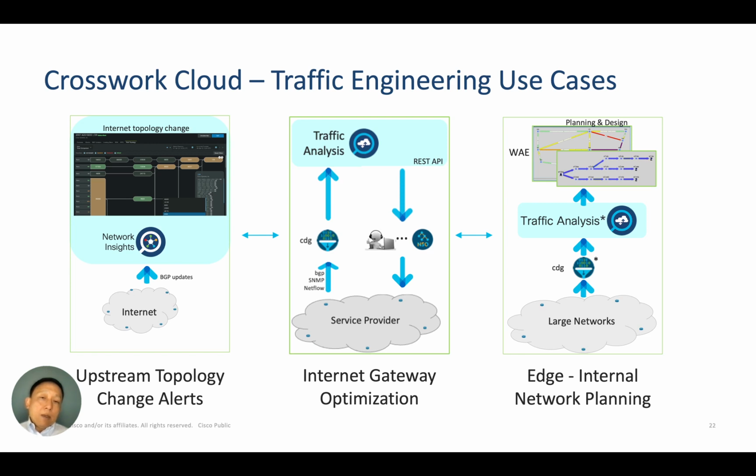But when you optimize on the edge, it may cause some traffic pattern shifts on the inside of the network. Okay, great. Maybe the traffic analysis can collect all the traffic matrix information on the edge of the network and run some simulation planning.